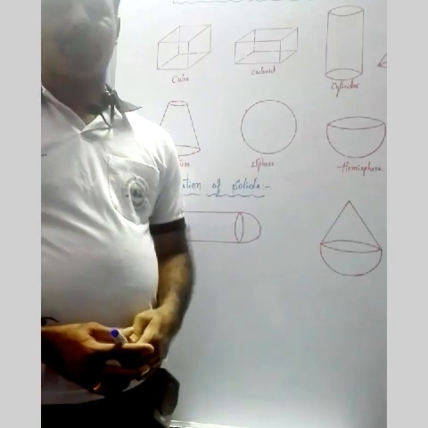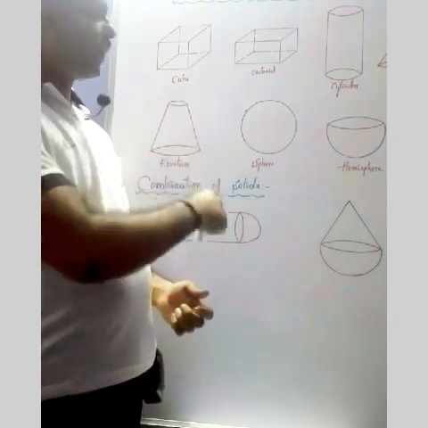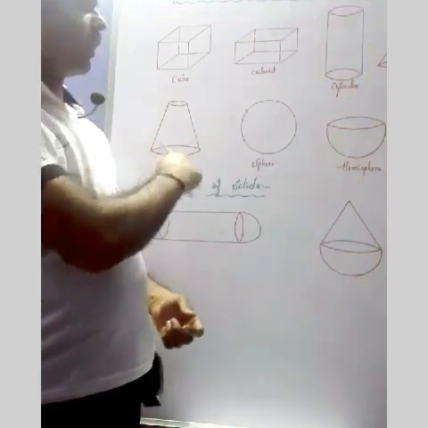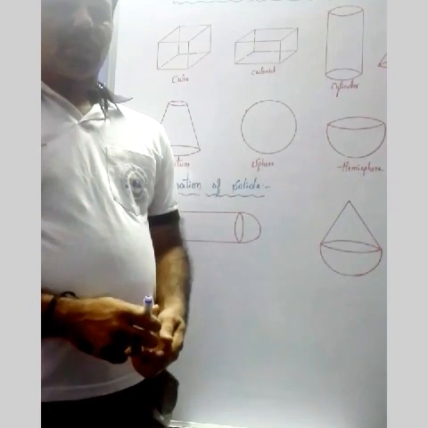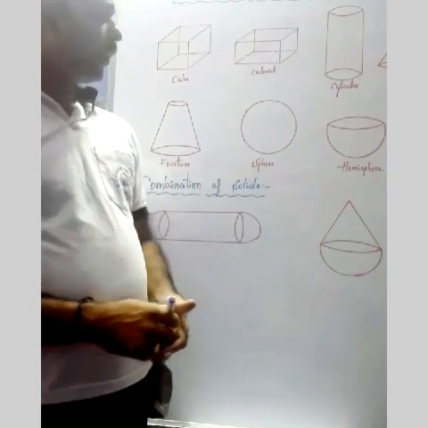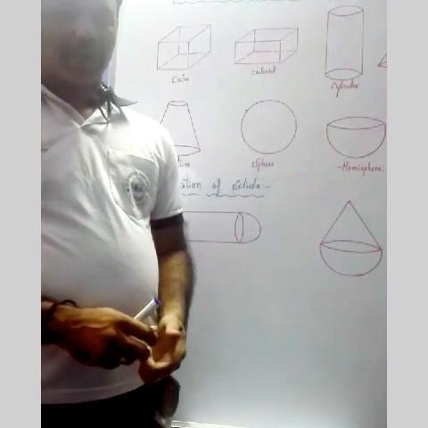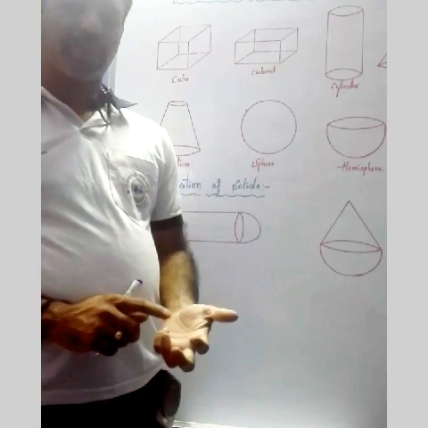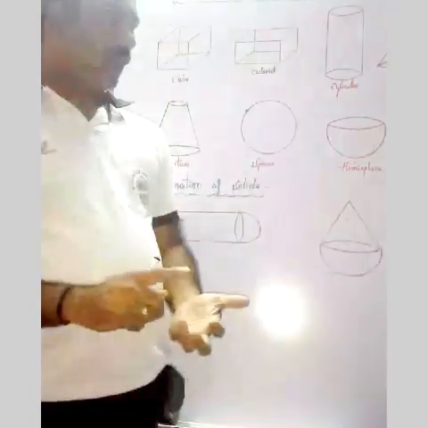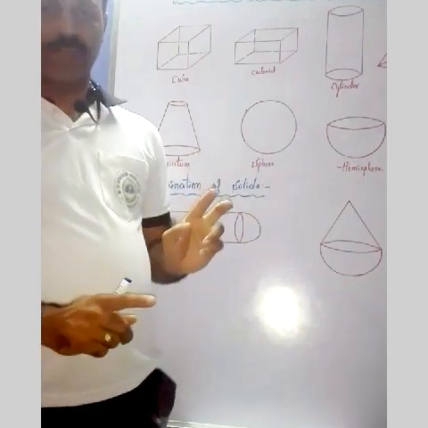Dear students, you are familiar with some of the solids like cube, cuboid, cylinder, cone, frustum, sphere, hemisphere, etc. You have also learned how to find the surface area and volumes of these solids. In our day-to-day life, we come across some solids that are a combination of two or more such solids.